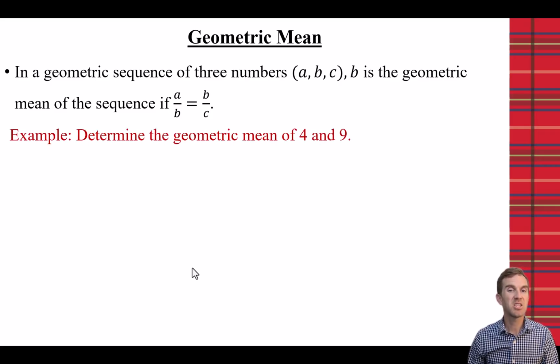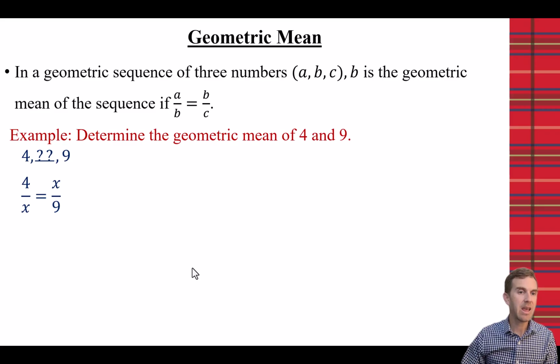Say we want to determine the geometric mean of 4 and 9. You're like, well, that's kind of weird, but there's got to be some number that we multiply to get in between. So we're looking at that sequence of 4, that number we don't know yet, and 9. So let's try using our proportion here. We can say that A is 4, B is X because we don't know it, and then C is 9. So we have 4 over X equals X over 9.